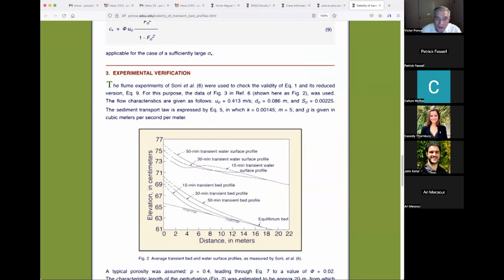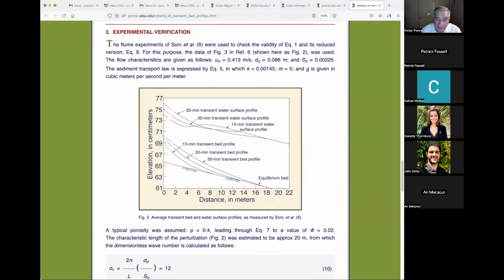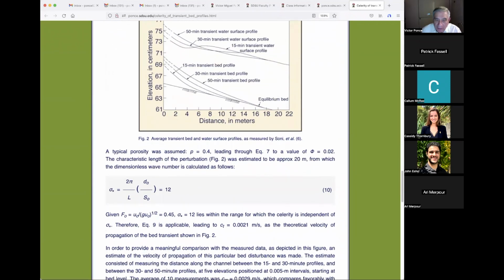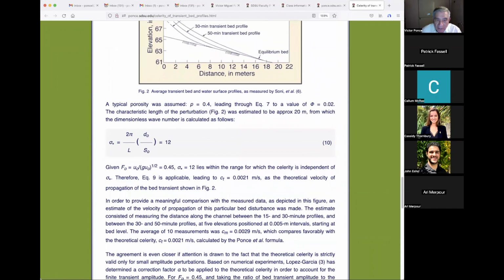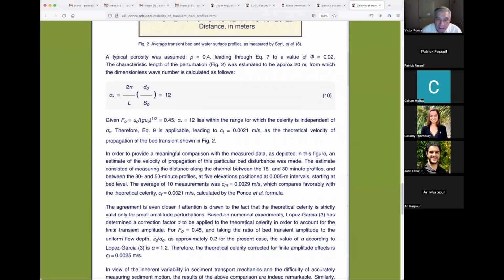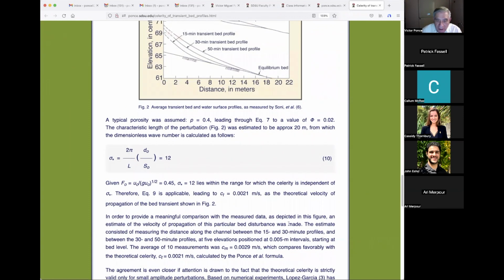Okay, so experimental verification. We were supposed to take our equation, figure out what the wavelength was, and then compare it with the data of Sony. And we did that. We came up with the sigma star equal to 12, based on the D sub O, L and S sub O, the data from Sony. And we came up with the celerity was 0.0021.